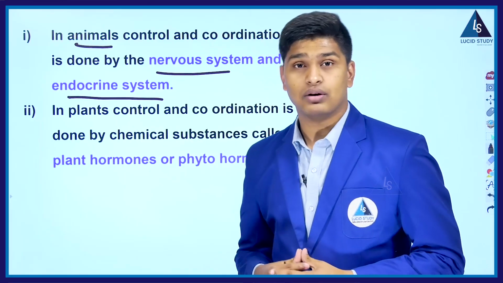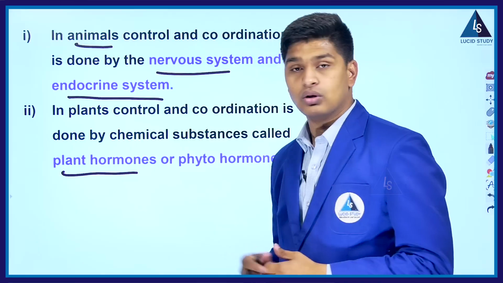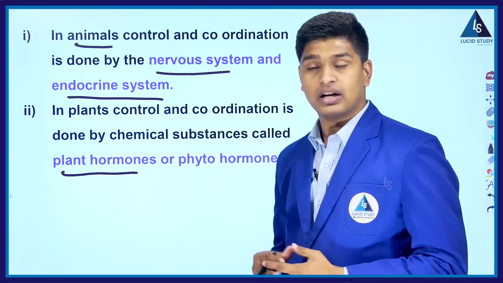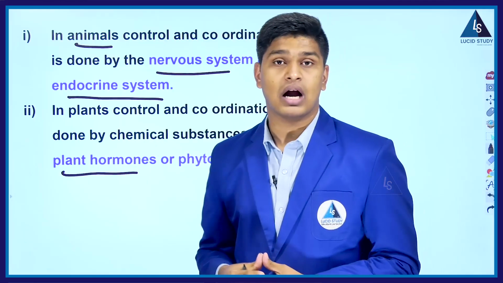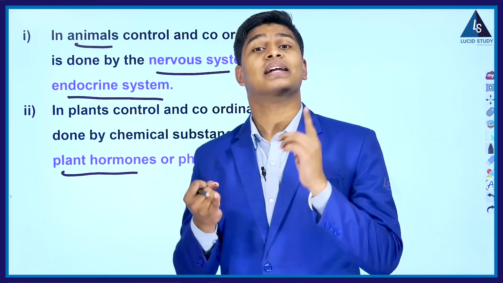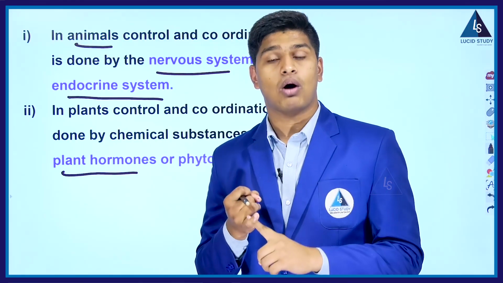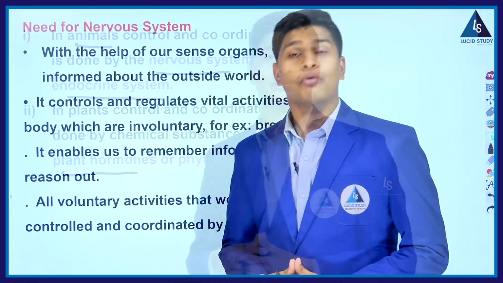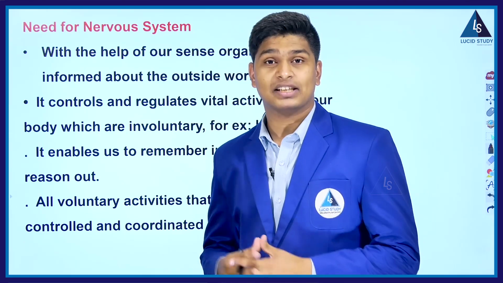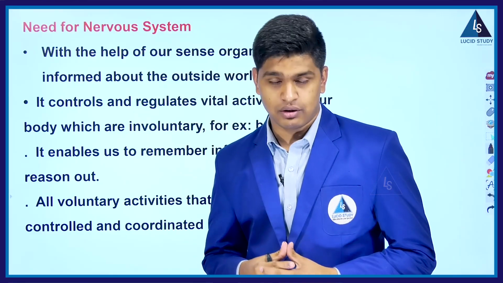When we talk about the control and coordinating system of plants, we have plant hormones, or you can also call them phytohormones, which are chemical substances which look after the control and coordination in plants. Remember, in animals, it is the nervous system and the endocrine system. In plants, it is the plant hormones or the phytohormones. When we talk about control and coordination with respect to animals, it is taken care of by the nervous system and the endocrine system.